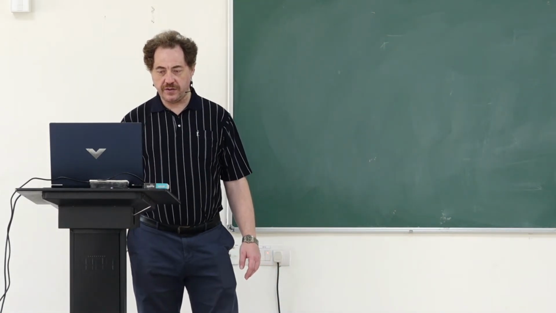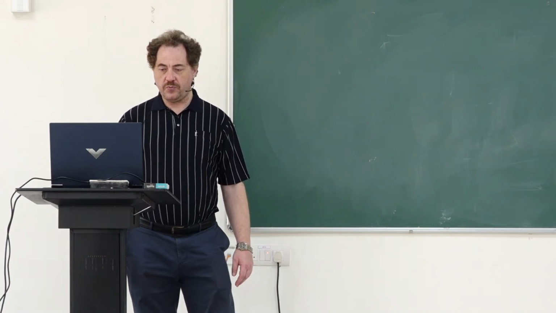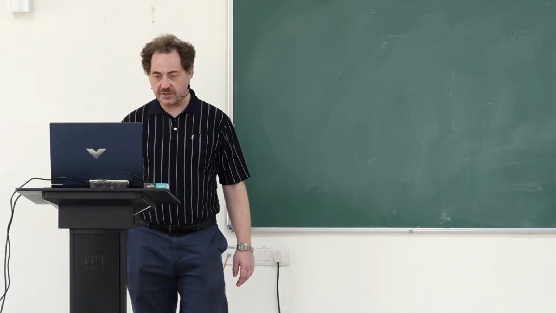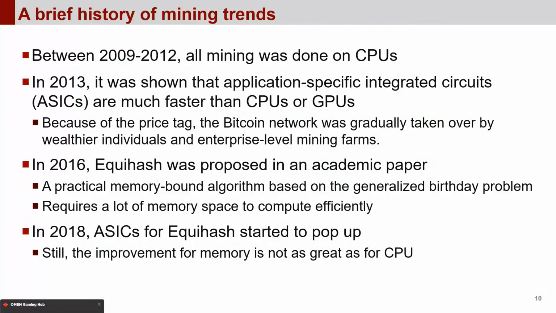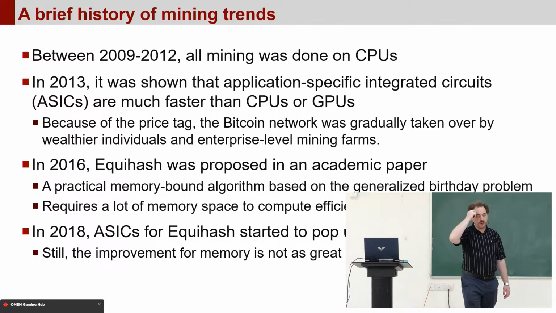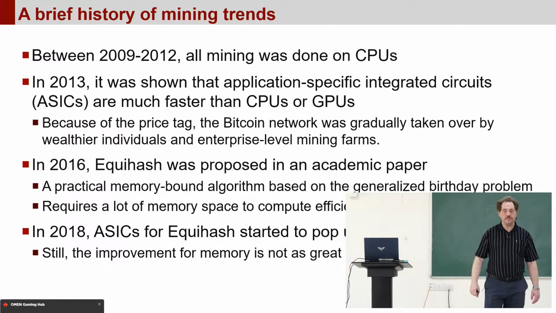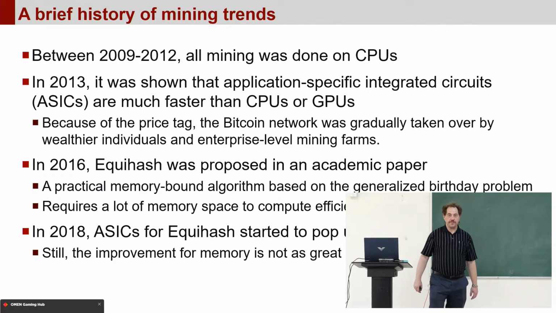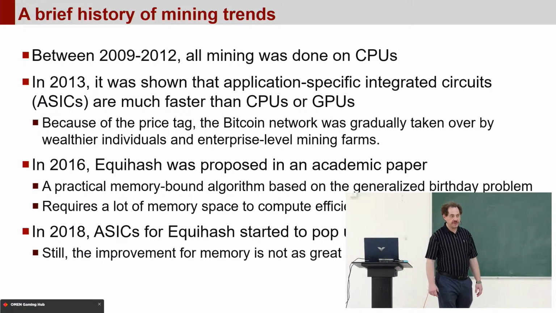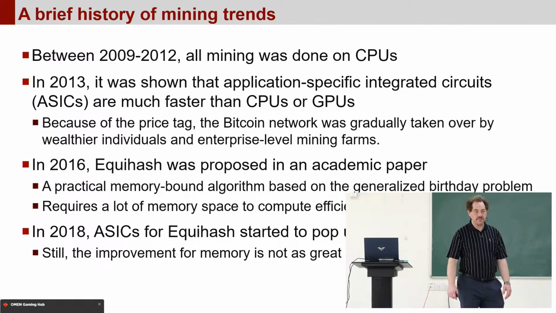However, in 2013, it was shown that application-specific integrated circuits, chips, called ASICs, can be much faster than CPUs and GPUs. So the mining based on them in Bitcoin, they would solve crypto puzzles much faster. And by that time, Bitcoin became popular, and there were many miners. There were also many rich miners who could afford to buy ASICs. Of course, ASICs are more expensive than CPUs and GPUs.